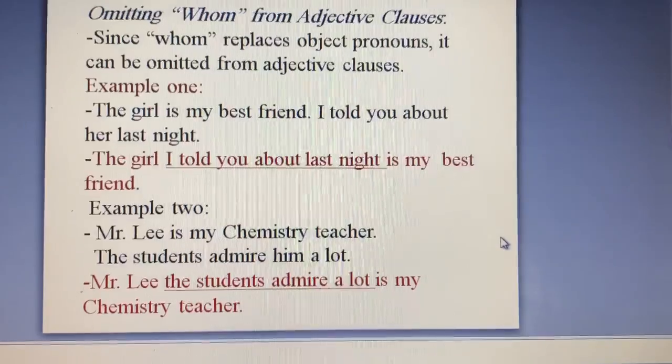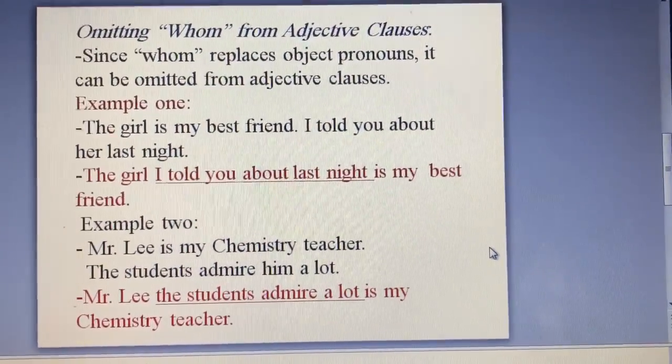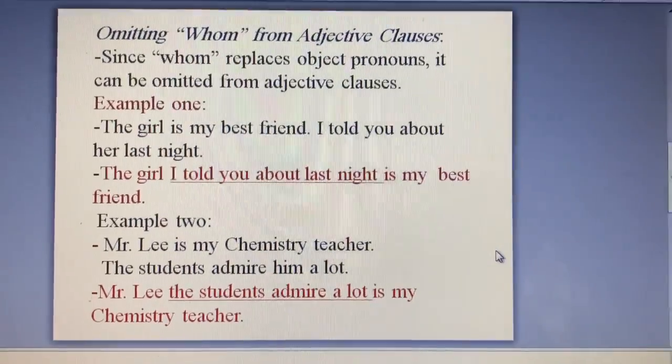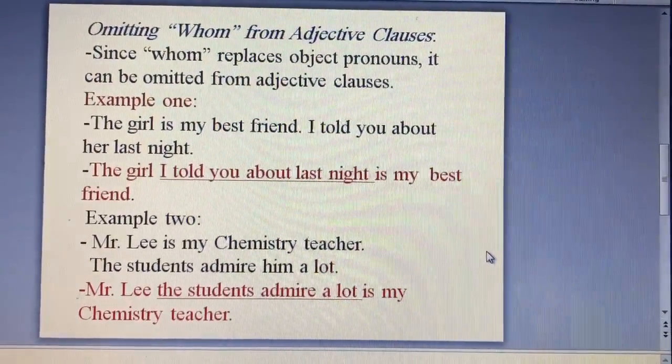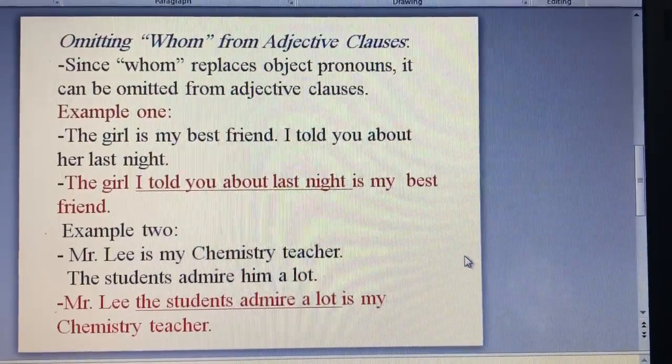In this example, I omitted whom also. The students is the subject of this adjective clause. Admire is the verb. I stopped at admire because is is another verb that shouldn't be included in this adjective clause.